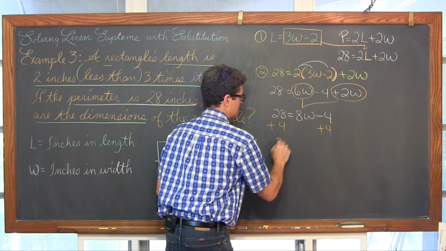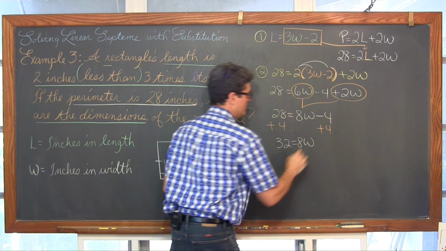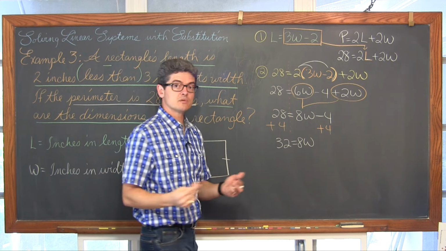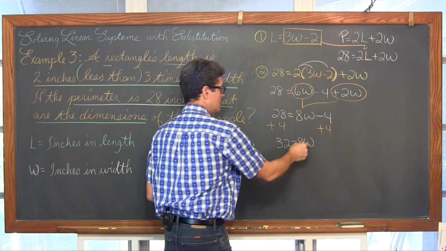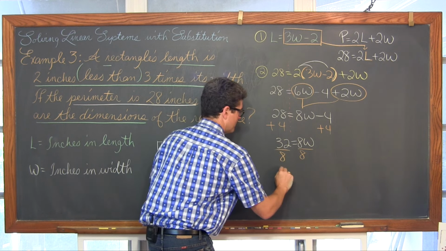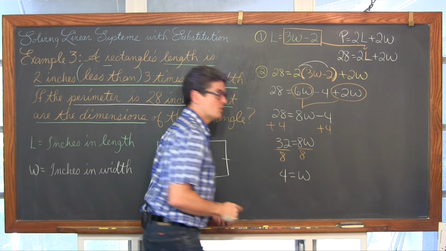We have 32 equals 8W. What's left with the W? We have 8. So what's the inverse math operation? It's division. So we're going to divide both sides by 8 and get 4 is equal to W.